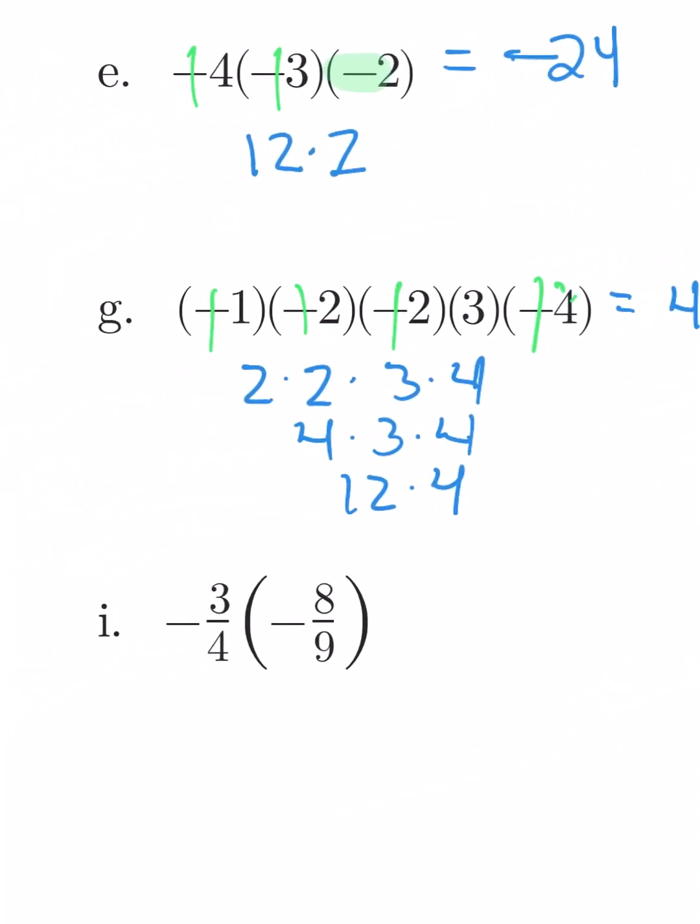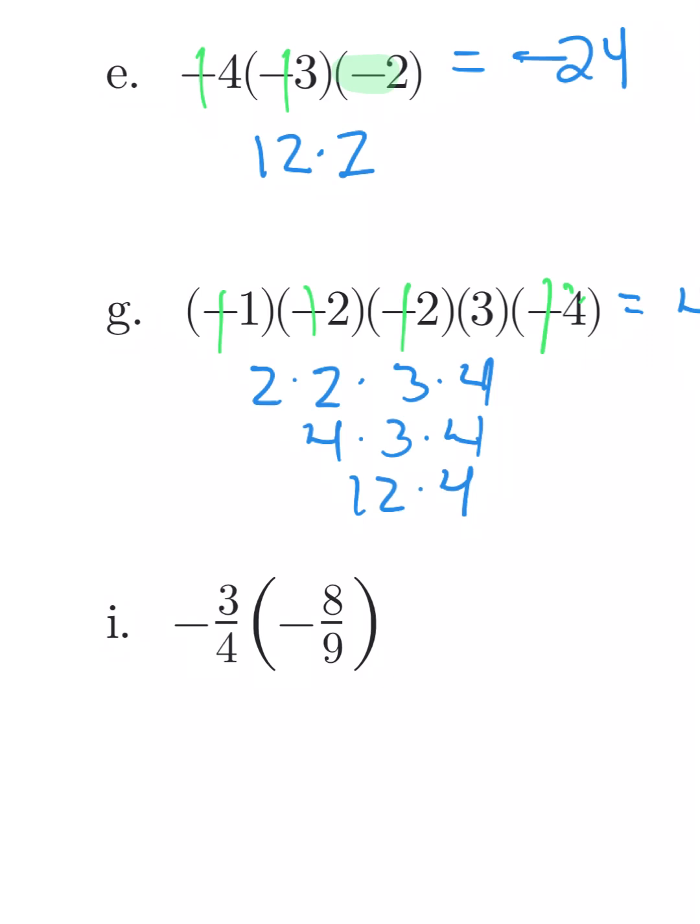If we look at example I, same thing. I want to start by canceling common factors. 3 and 9 are both divisible by 3. If I divide 3 by 3, I get 1. If I divide 9 by 3, I get 3. 4 and 8 are both divisible by 4. So 4 divided by 4 is 1. 8 divided by 4 is 2.